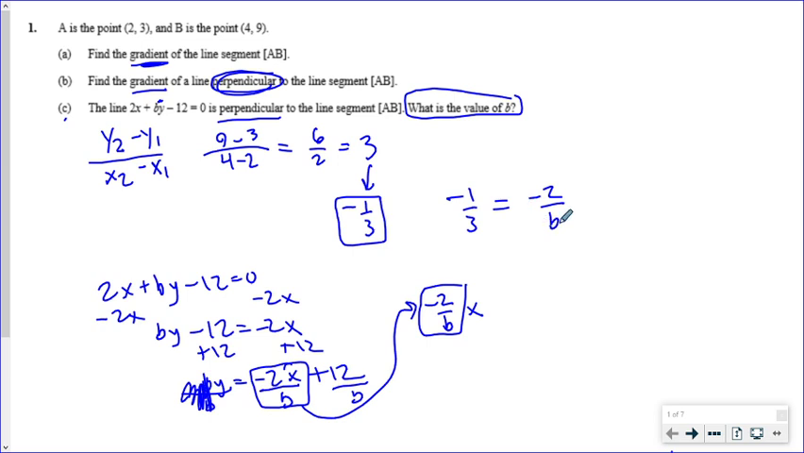Well, what value of b will give me negative 1/3? Let me get a calculator. Oh, okay, it's 6. Yeah, b equals 6, because negative 2 over, is it 2 over 6, equals negative 1/3. There you go. Quick maths.